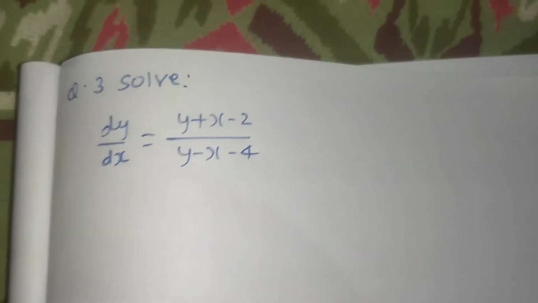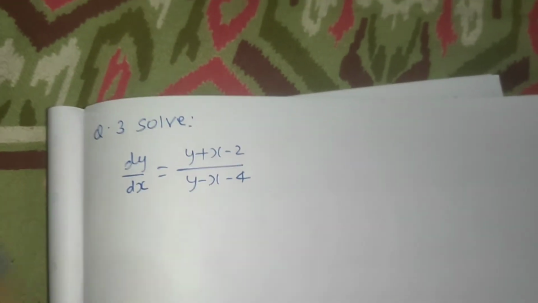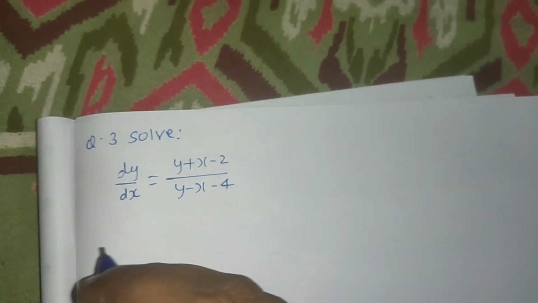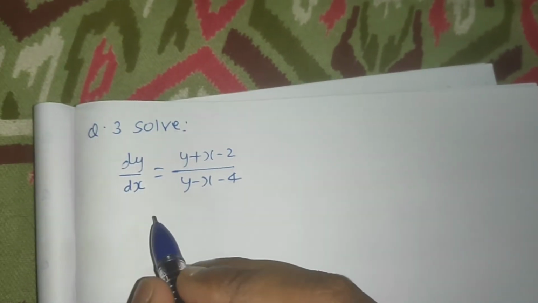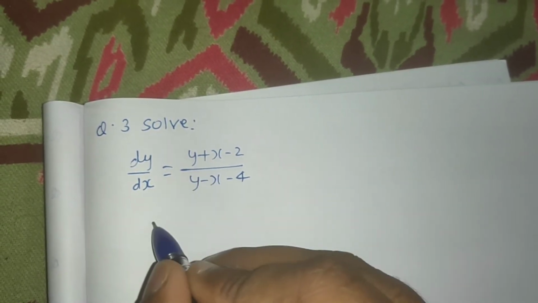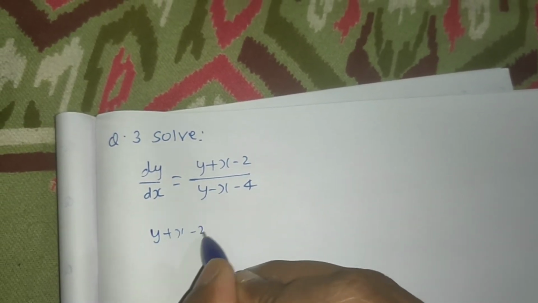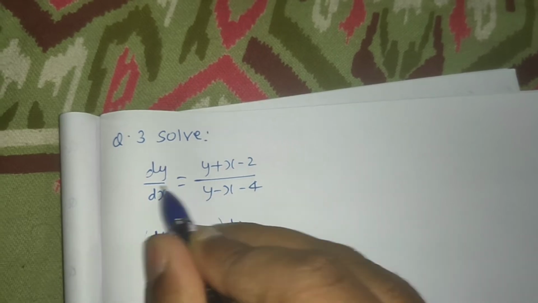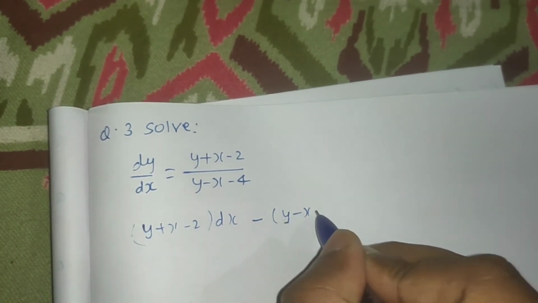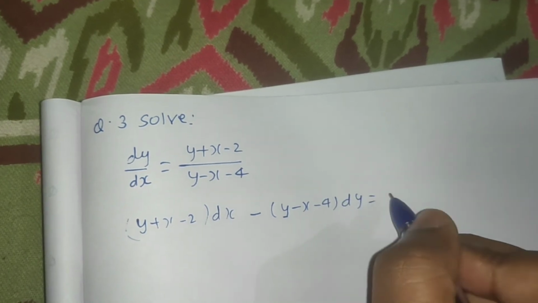Now this is question number 3 again. As I am in the flow of exact equations, I always think that every question needs to be solved by this. Let's try for this one also. So what we can do is cross multiply: this thing into dx, so y plus x minus 2 into dx, this into dy, move that to the right hand side, so minus of y minus x minus 4 into dy equals to 0.